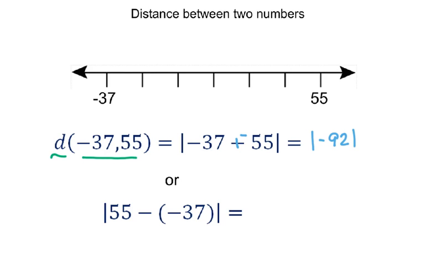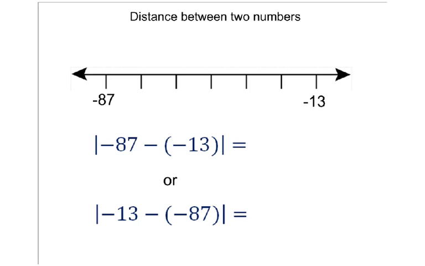So the absolute value bars, like I said, are a grouping symbol. You're going to have to perform whatever operations inside the absolute value bars that you can before you handle the absolute value. And so we go ahead and make that arithmetic operation before we say that the final answer is 92. We can also say 55 minus a negative 37, so it really doesn't matter. This ends up being adding a positive. We end up with the absolute value of 92, which of course is our answer of 92.